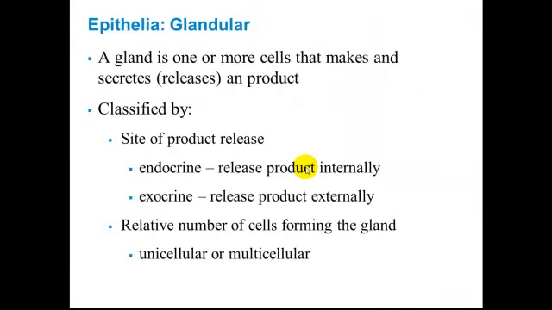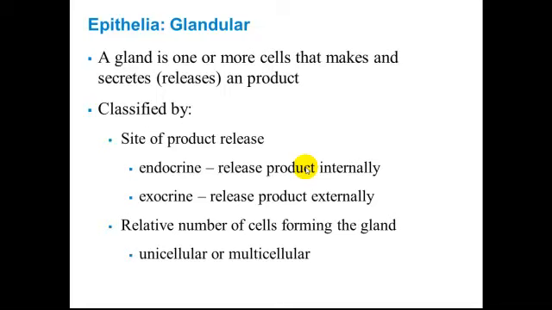Now in terms of function, we see epithelial tissue serving 2 main functions, one of which is a glandular function. Now to quickly define what a gland is: one or more cells that makes and secretes, or releases, a product. Now we can classify glands in a few different ways. One has to do with the way glands will actually release, or where they will release, their product.